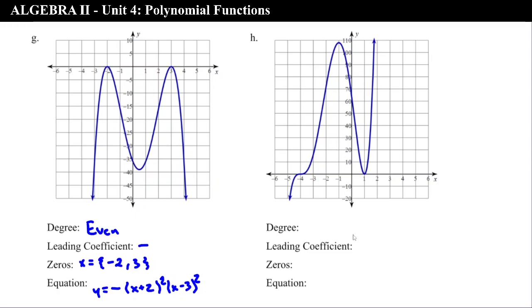For h, we have a degree that's odd. The leading coefficient is positive. Zeros are located at -4 and 1. So our equation is going to be x plus 4, x minus 1. We've got a cubic at the x plus 4 term, so that's going to be to the third. And then we have a parabola at the x minus 1 term, so that's going to be squared.